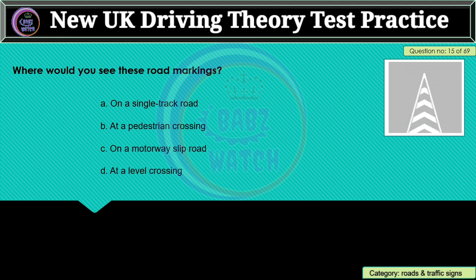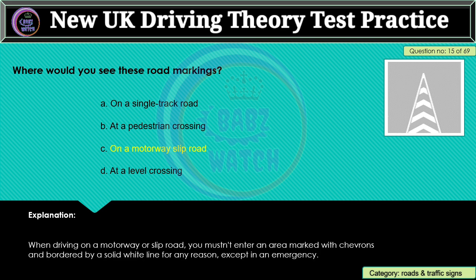Question 15 of 69. Where would you see these road markings? A. On a single-track road. B. At a pedestrian crossing. C. On a motorway slip road. D. At a level crossing. The correct answer is C. On a motorway slip road.